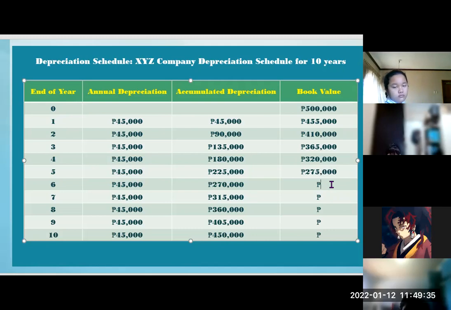Next, Mr. Sean Delica. So, what's our book value in year 6? We cannot hear you. Kindly unmute. So, we just subtract this 270,000 from the book value, 500,000 pesos.